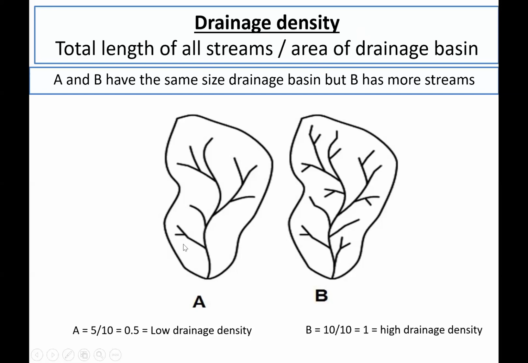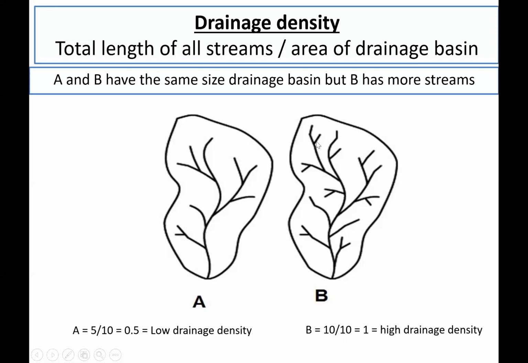So drainage basin A, let's say 5 kilometres of streams, divide that by the area, the size of the drainage basin, and I've put just 10. That gives us a value of 0.5, which means that's a low drainage density. Less streams in that drainage basin. You then look at B. Total length of all streams, I've just said 10 kilometres. The area, 10 kilometres. So 10 divided by 10 equals 1, means it's got a high drainage density.